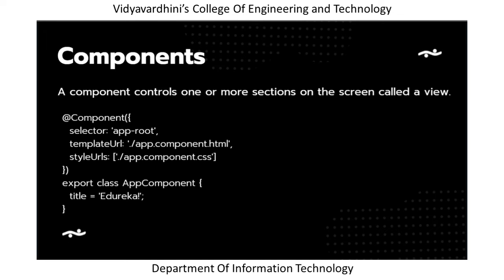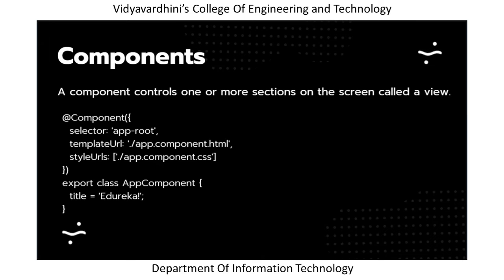The class interacts with the actual view through different properties and methods. So here in the component, as you can see, first we are going to import the component and the dependencies that we require in our component using the import keyword. Then we attach the metadata of the component using the @Component decorator. Therein we have three different properties.